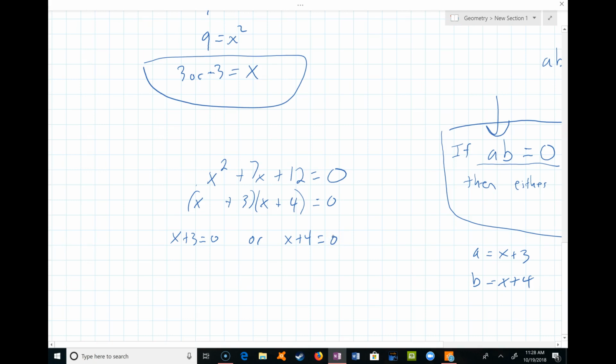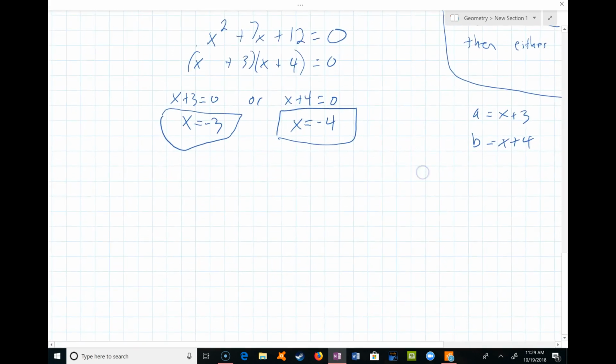And since we're looking for all solutions, that means every number that I can replace x with that'll make this equation true, we're actually going to solve both of these, because either one of these could be a good solution. So how do I solve this equation? I just subtract 3 from both sides, and I get x equals -3. How do I solve that equation? I just subtract 4 from both sides, and I get x equals -4. So my two solutions would be x equals -3 and x equals -4. Isn't that cool? So now we have a new method for solving quadratic equations.